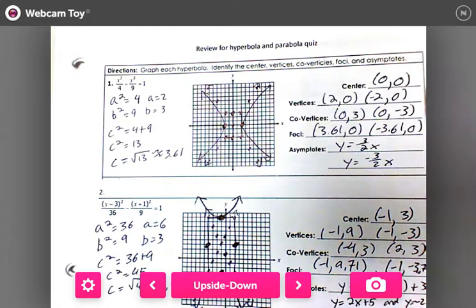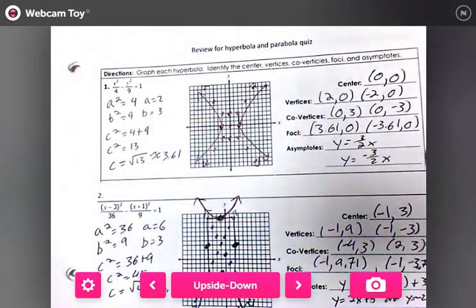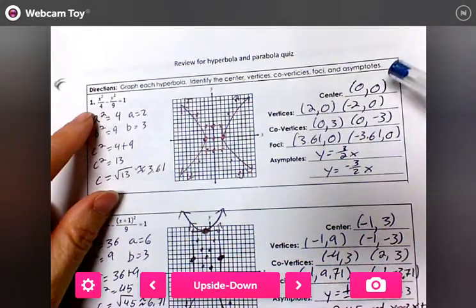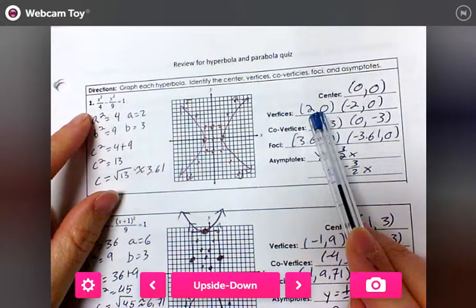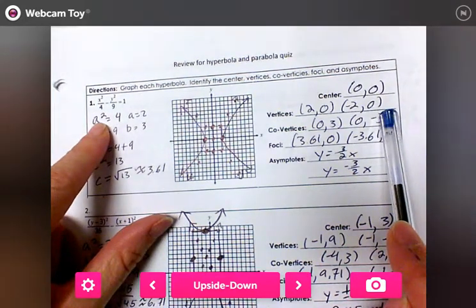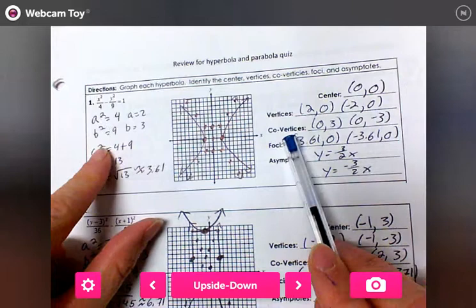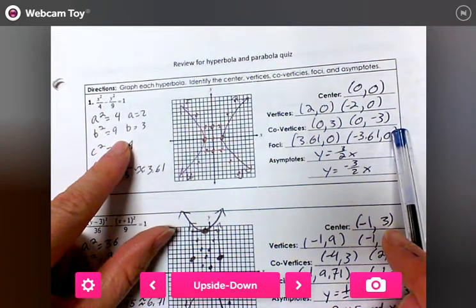At the first page of our hyperbola and parabola quiz. Okay, number 1, we found that our center is 0, 0. Our vertices are 2, 0, and negative 2, 0. I found this by taking the square root of A. My co-vertices are 0, 3 and 0, negative 3. Found this by taking the square root of B.